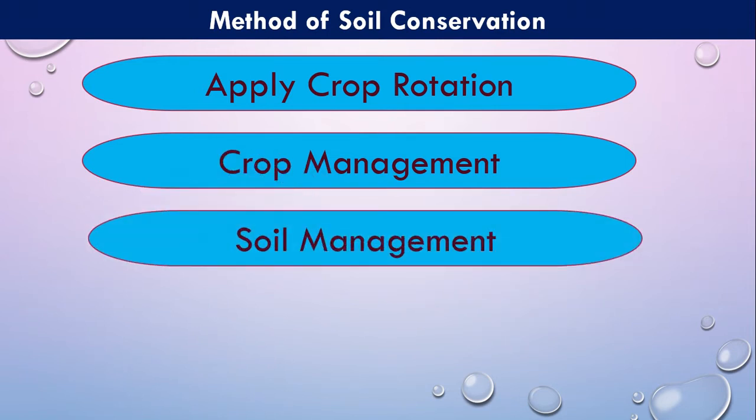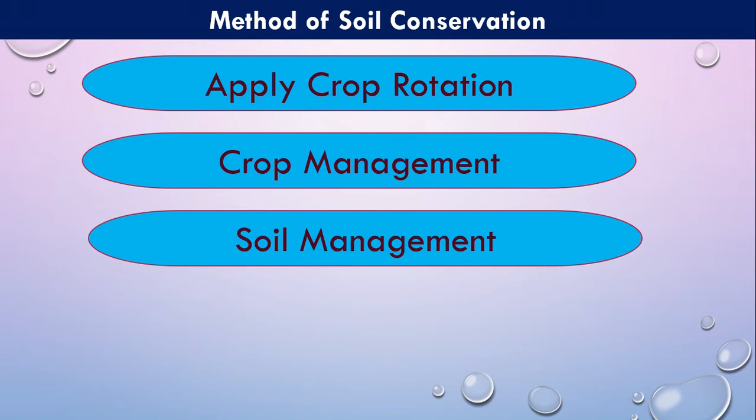Next one is soil management. So what is soil management? If you apply the tillage operation in the land, when you are doing the tillage operation, the soil moves from one place to another place. You have to think about this before you cultivate any crop as well. Sometimes you have to apply fertilizer, you have to apply lime, you have to follow the irrigation and drainage system as well.